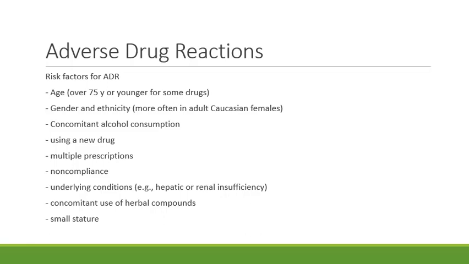Here's a list of risk factors for ADR. I'm not going to read through all of these, but as you read through them, you get the sense that they are older adults, so they may not be metabolizing drugs as well as they did when they were younger. And they are adults on multiple prescriptions. They may be starting a new drug, and there may be non-compliance, so incorrect use or use with other things that can cause problems.